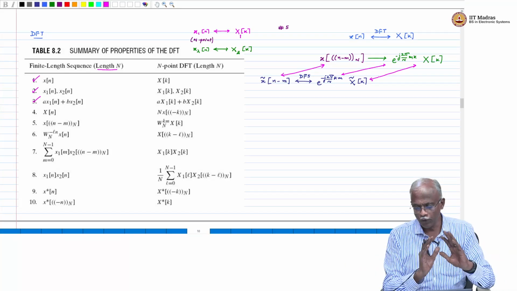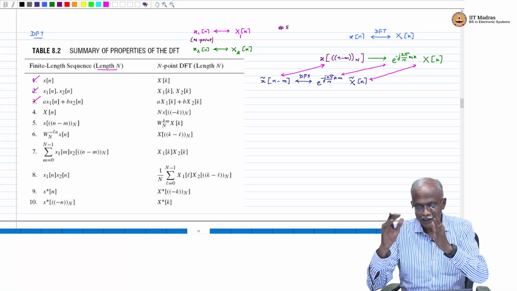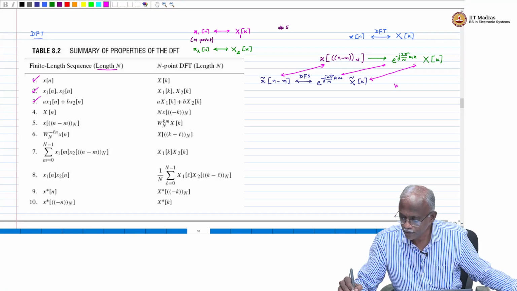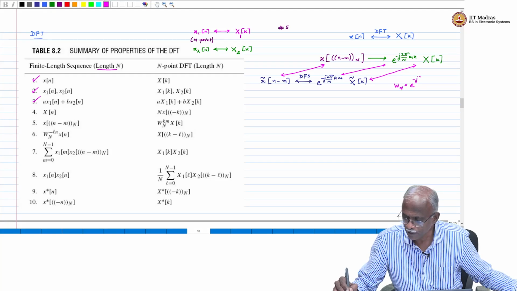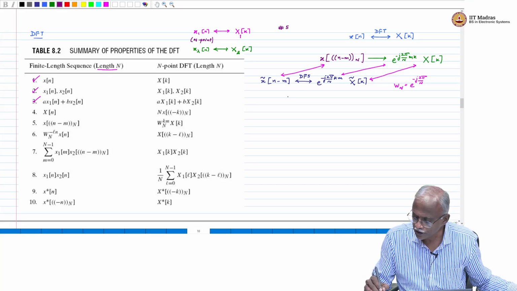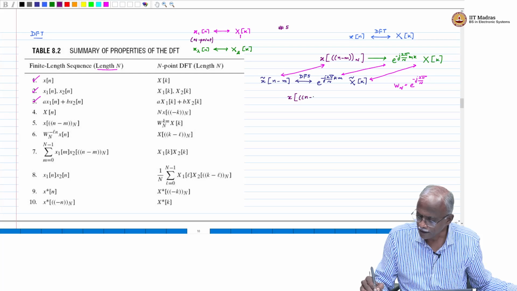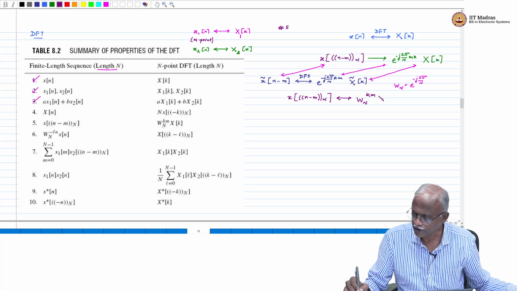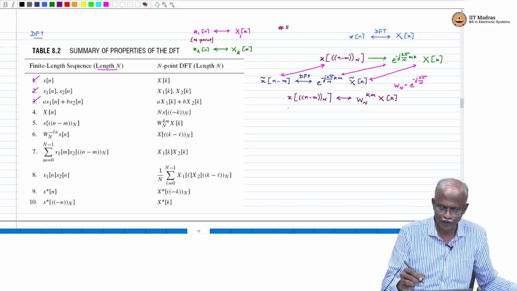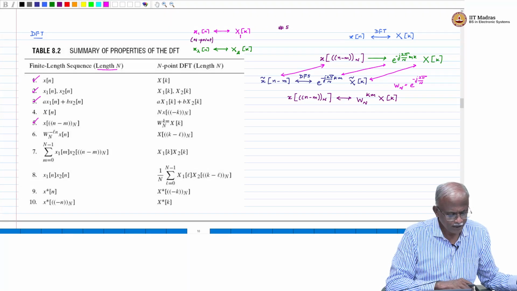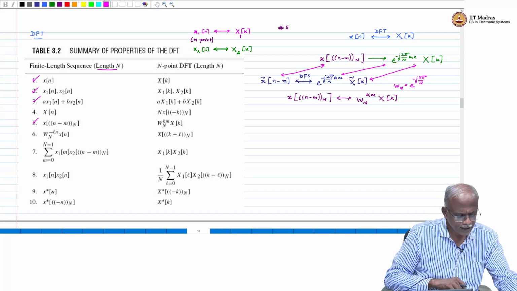So you can see how, if you are familiar with the properties of DFS, the circular shift property of the DFT can be easily obtained. We know that Wn is the representation e power minus j 2 pi by n. So we can write down the circular shift of the DFT: x of n minus m interpreted modulo n is given by Wn power km times x of k. This is the circular shift property. So we can tick off the circular shift property.